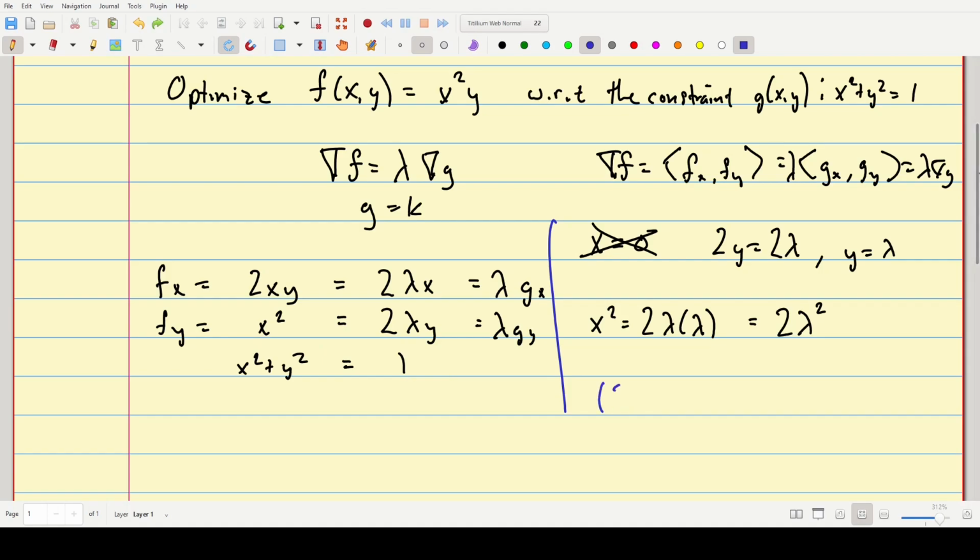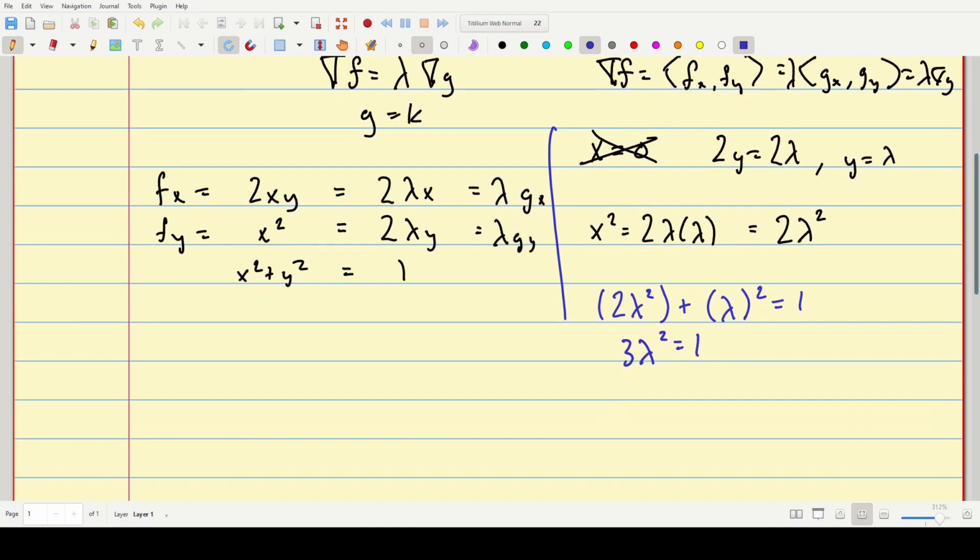Now it's very important that you keep track of how to use the parentheses here so that you don't make a mistake when you plug stuff in. Okay, x squared is equal to 2 lambda squared, and y is equal to lambda. So the grouping symbols are important here. This gives us 3 lambda squared is equal to 1.